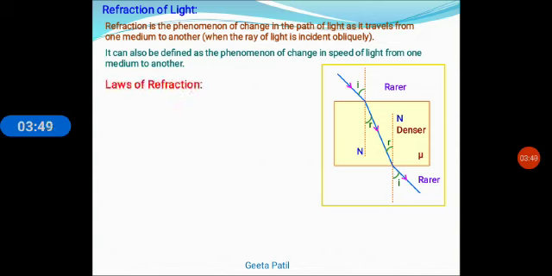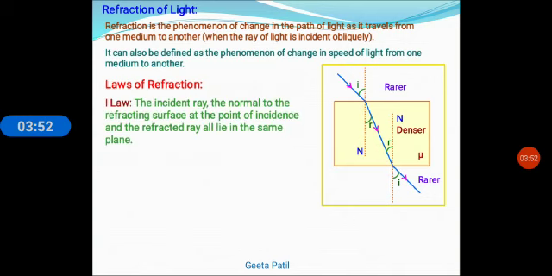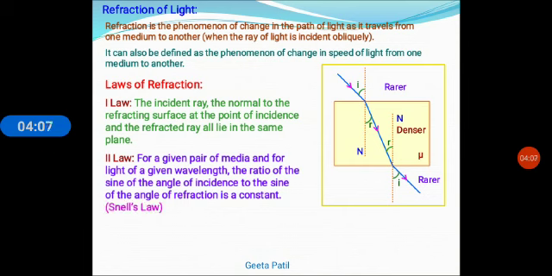Now let us see the laws of refraction. The first law states that the incident ray, the normal to the refracting surface at the point of incidence, and the refracted ray all lie in the same plane. The second law, which is also known as Snell's law, states that for a given pair of media and for light of a given wavelength, the ratio of the sine of the angle of incidence to the sine of the angle of refraction is always constant.